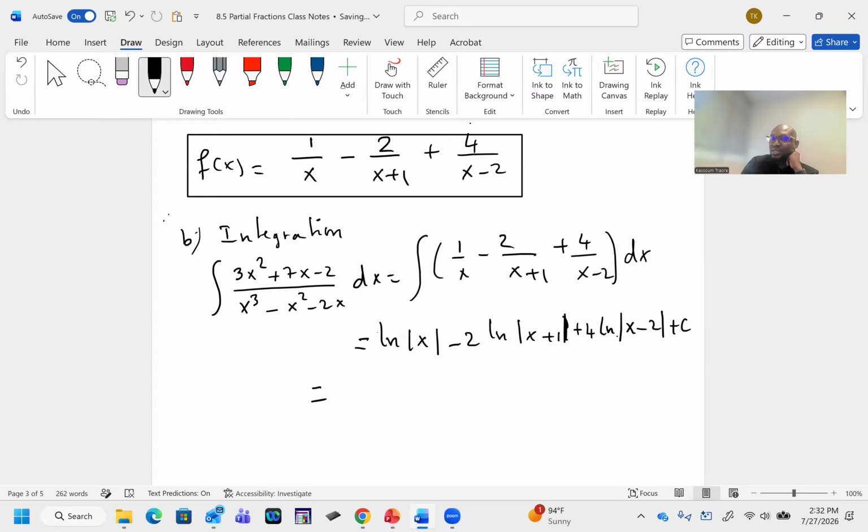So which will be ln of absolute value of x times x minus 2 to the power of 4, divided by x plus 1 squared. You move the 4 to the power; 4 is even, so this will always be positive, and this also is positive. So both are the same. You can leave it like this or like this.